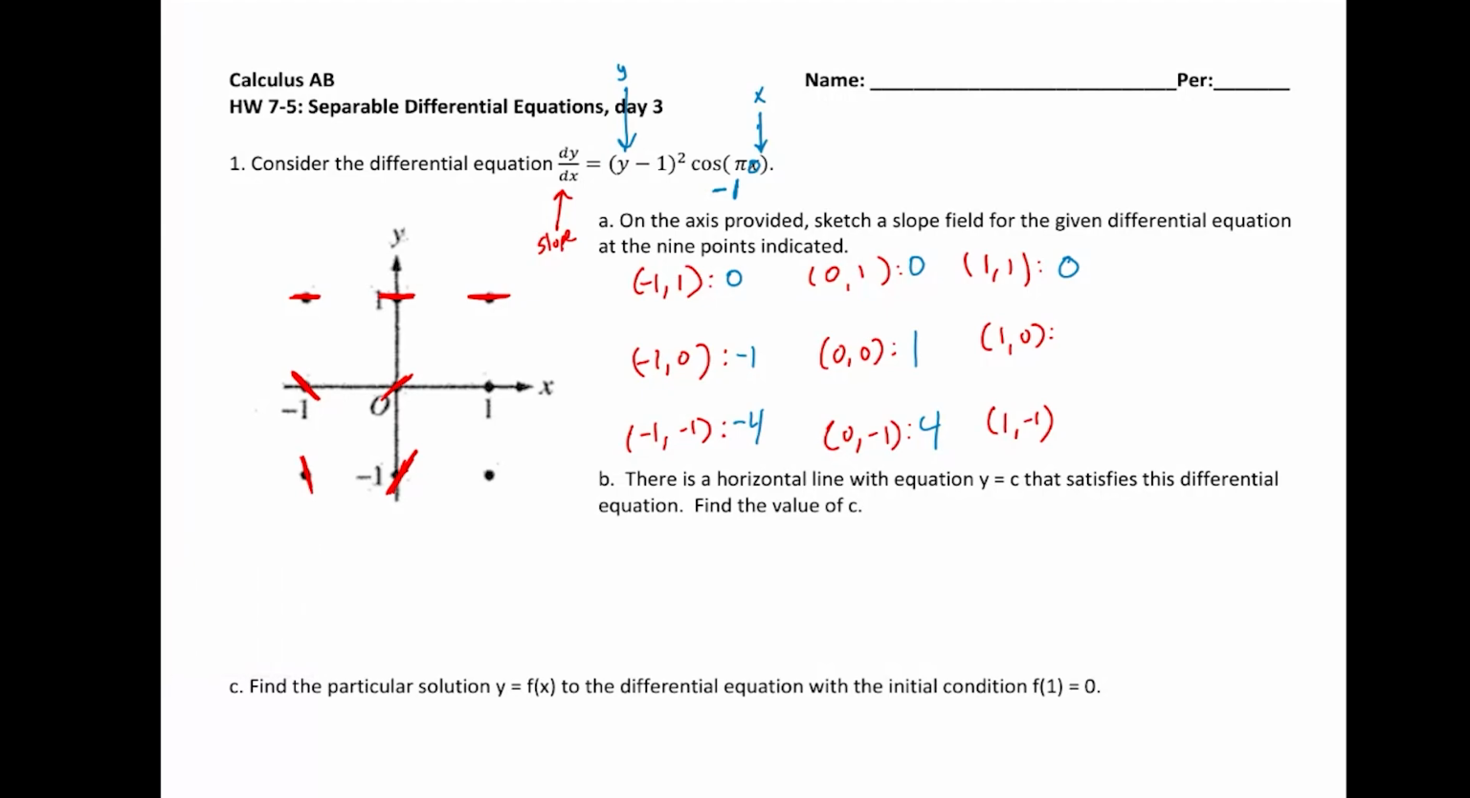And then, so let's see, the next one, if I plug in 0 into y, 1 squared is 1. 1 times negative 1 is negative 1.